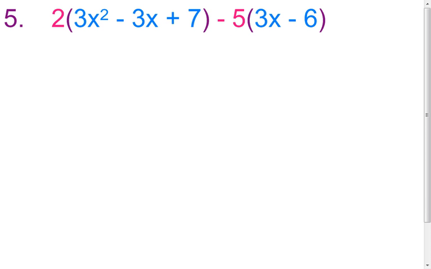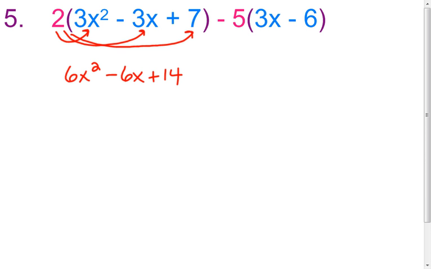All right, this is pretty similar, so we'll start right here. 2 times 3x squared is 6x squared. 2 times negative 3x is negative 6x. 2 times 7 is 14. Okay, really common mistake here now to the right part of it. Be careful because you are actually distributing a negative 5 through. So negative 5 times 3x is negative 15x. Negative 5 times negative 6 is 30.